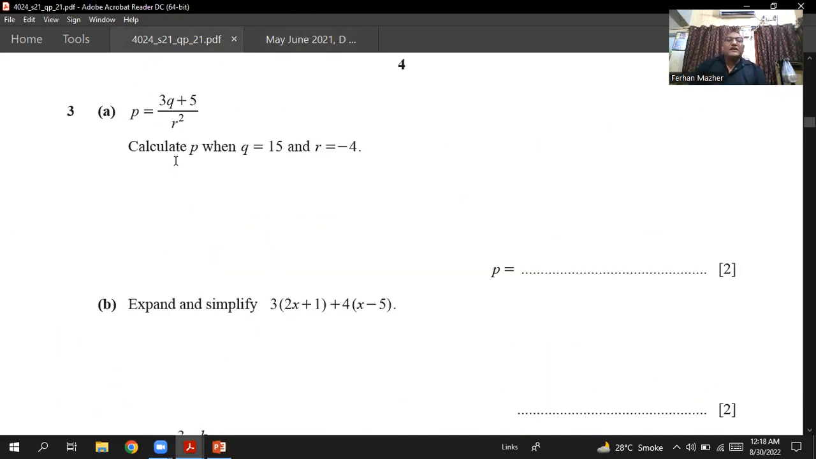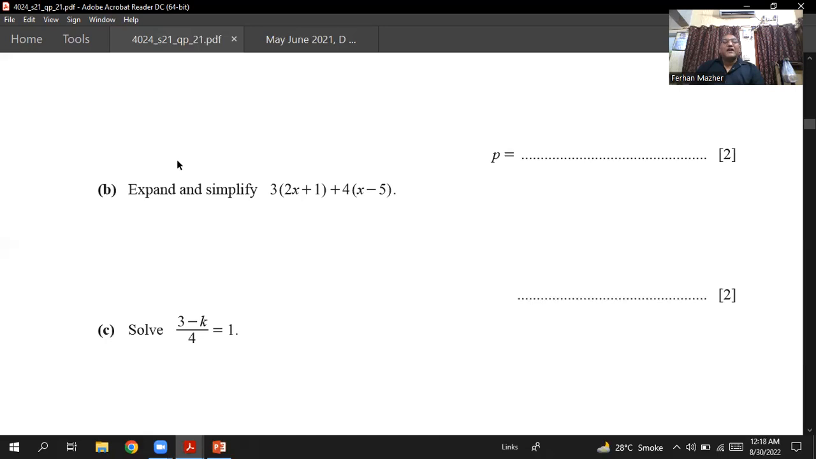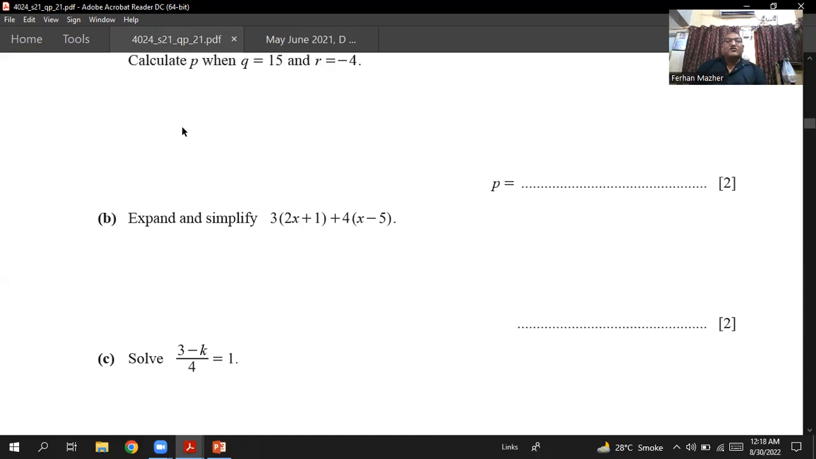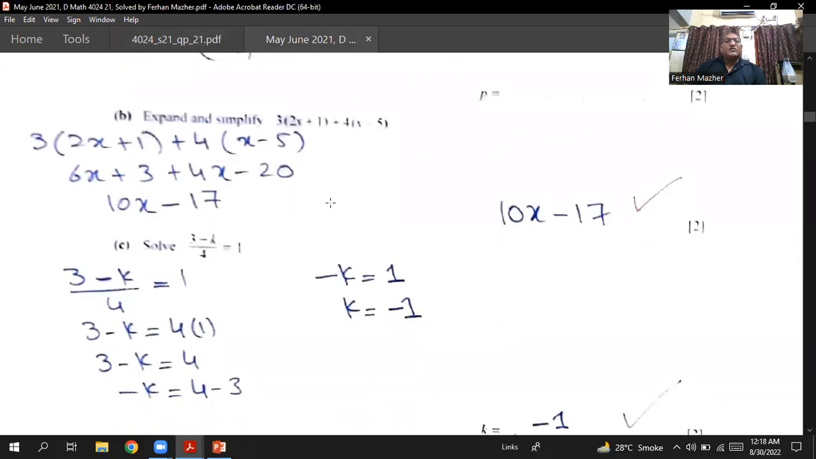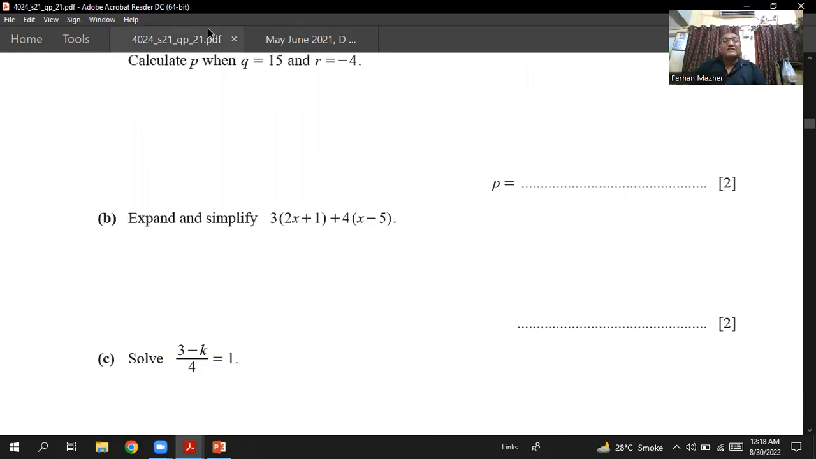Now the next part says expand and simplify. It's a 2 marks question and very simple. That 3 will multiply with this bracket, so when 3 multiplies with 2x plus 1, you get 6x plus 3, and when plus 4 multiplies with x minus 5, you have 4x minus 20. 6x plus 4x will be 10x, plus 3 minus 20 will be minus 17. So 10x minus 17 is the answer.